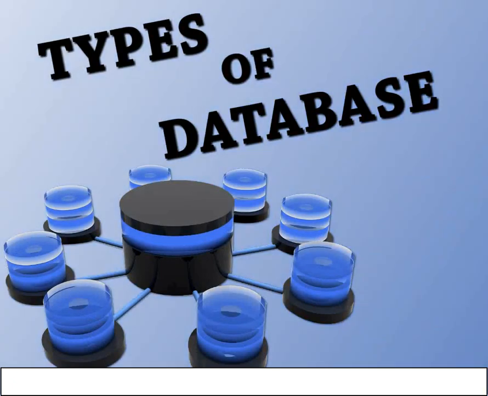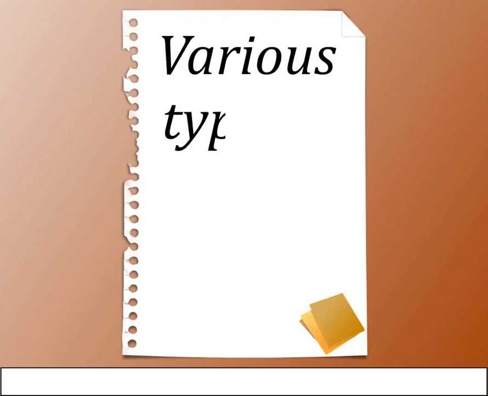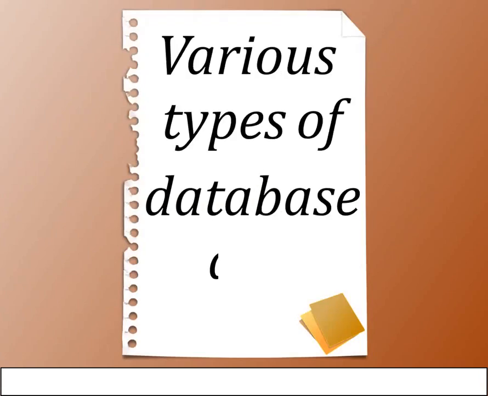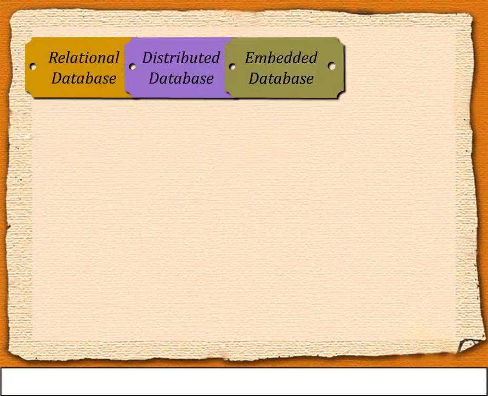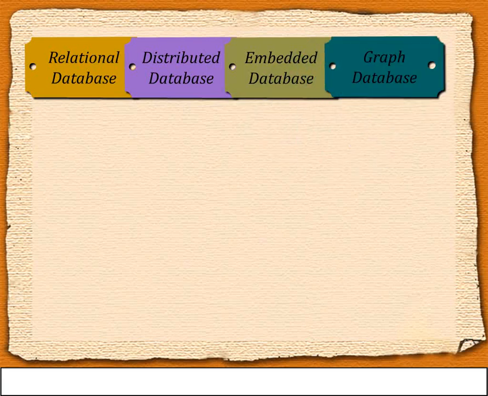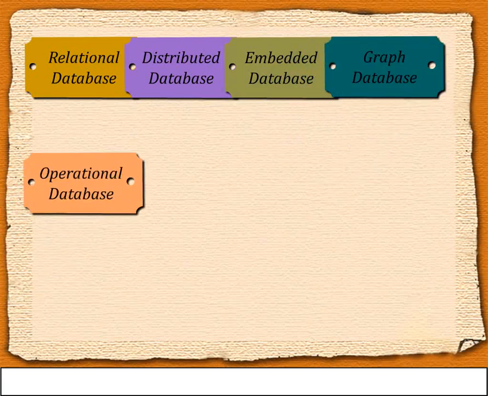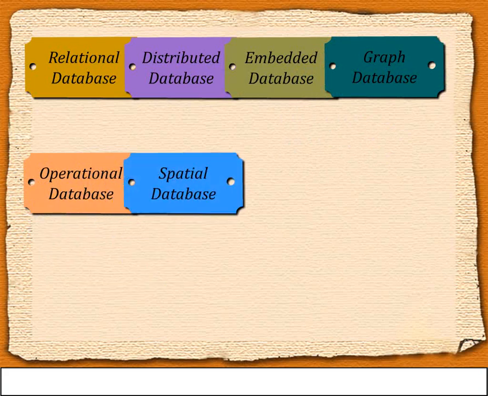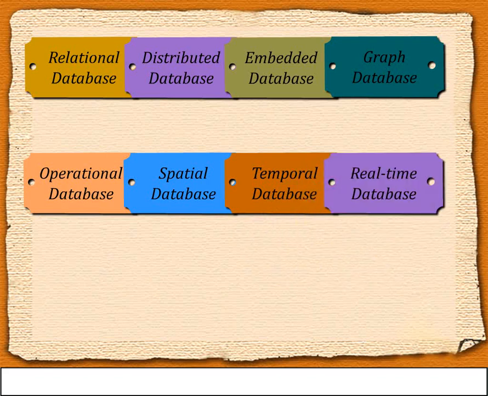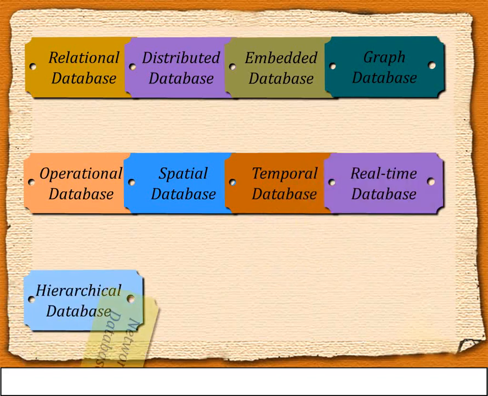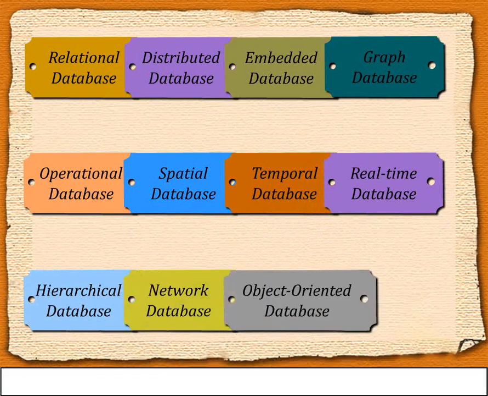Types of database. The various types of database are relational database, distributed database, embedded database, graph database, operational database, spatial database, temporal database, real-time database, hierarchical database, network database, object-oriented database.